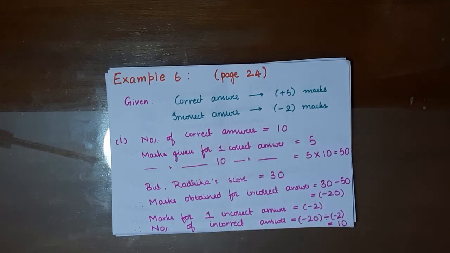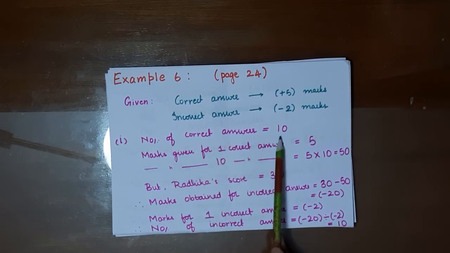First question, Radhika answered all the questions and scored 30 marks, though she got 10 correct answers. Second question, Jay also answered all the questions and scored minus 12 marks, though he got 4 correct answers. How many incorrect answers had they attempted? What is the first question asking? It says, Radhika answered all the questions and scored 30 marks, though she got 10 correct answers.